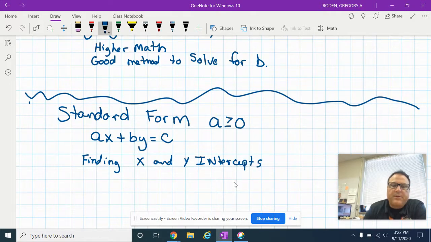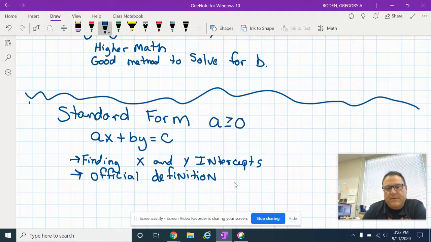It's really good for that. It's also the official definition of a linear equation.